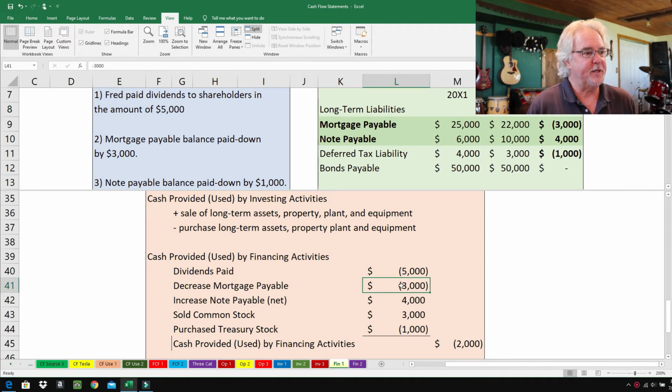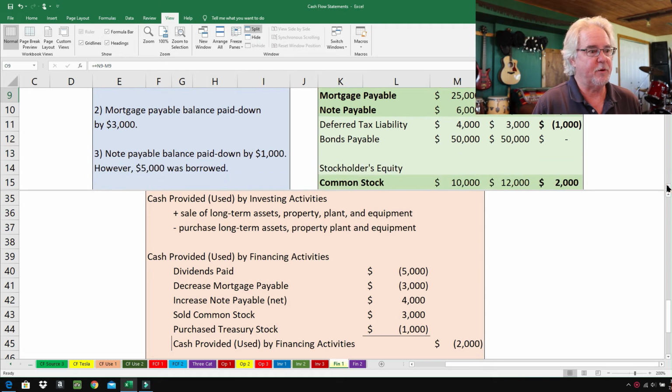Decrease in mortgages payable, $3,000. Here we go. Mortgage payable balance was paid down by $3,000. There it is. It also matches over here with the accounts. Now the increase in note payable, I've got it listed at a net amount, and I've seen it listed this way on cash flow statements, and I've seen it listed out separately. But let's see where that came from one more time. Here we go. Note payable balance was paid down by $1,000. However, $5,000 was borrowed, so there was a net increase of $4,000, a positive $4,000.